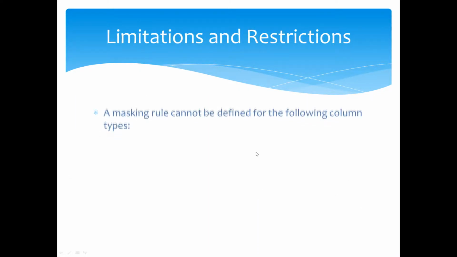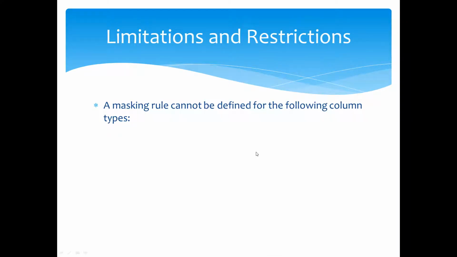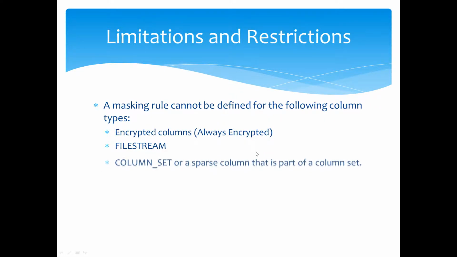So there are a couple of limitations and restrictions on dynamic data masking. A masking rule cannot be defined for the following column types, so you obviously need to be aware of this. Encrypted columns, Always Encrypted. That makes perfect sense. I'd have no idea why you'd want to use Always Encrypted columns and then put a mask on top of it. It wouldn't make much sense, so you can't do it anyway. Also FILESTREAM data. If you're not familiar with FILESTREAM, that is to do with storing the files externally, or not really externally, more on a Windows file share type area, and having a pointer within the database to that location. You've also got COLUMN_SET or a sparse column that is part of a column set.